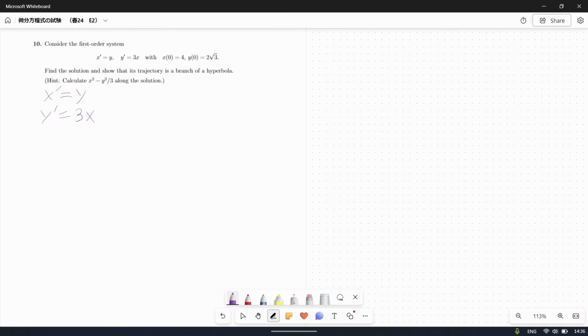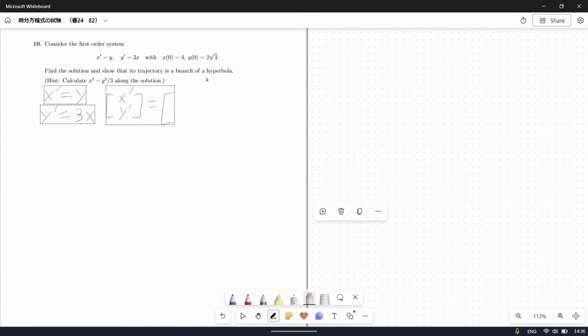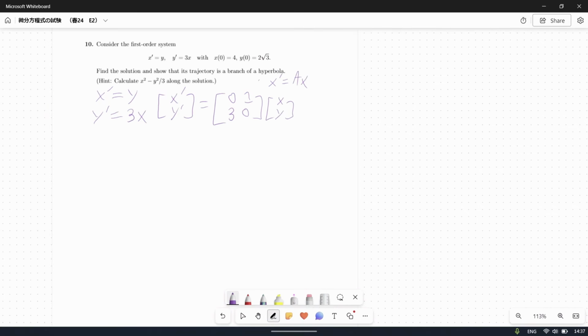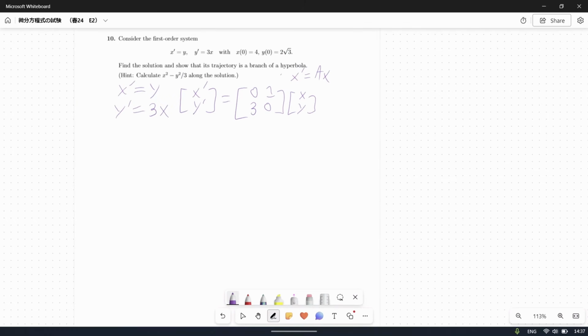So we have that x prime, y prime is going to be equal to, I'm going to put the x terms in this column and the y terms in this column. And so the matrix form, our something prime equals A times something, is going to end up looking like 0, 1, 3, and 0, like this, times x and y. And so from here, we can find the solution by using the eigenvalue method as usual.